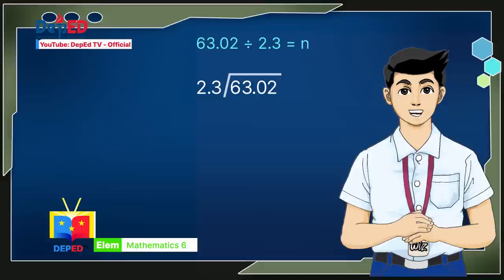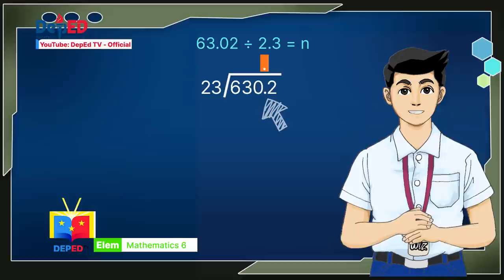For number 3, I move the decimal point of the divisor one place to the right to make it a whole number and did the same to the dividend. Next, I place the decimal point on the quotient directly above the decimal point of the dividend. So, my new equation is 630 and 2 tenths divided by 23. Then I proceeded to dividing both numbers like whole numbers.